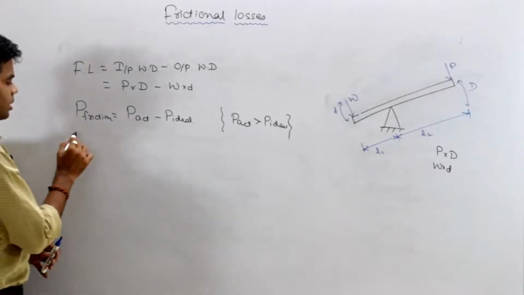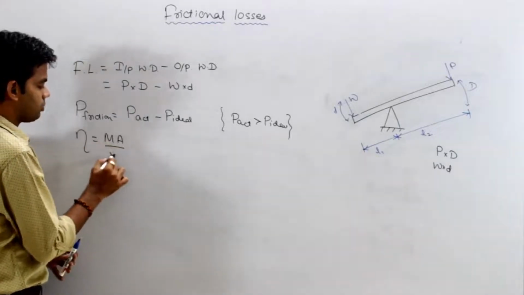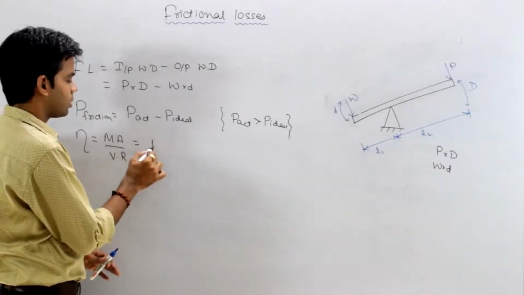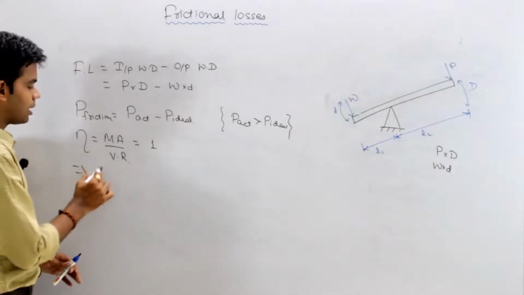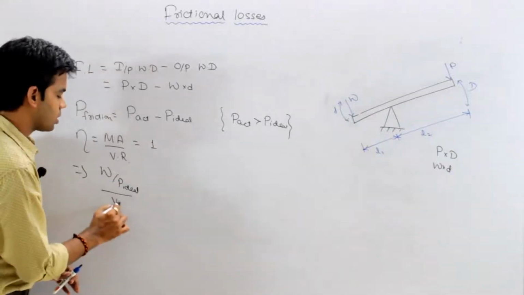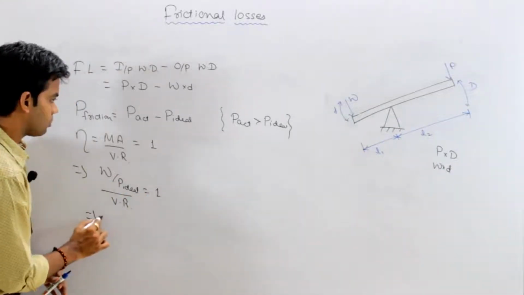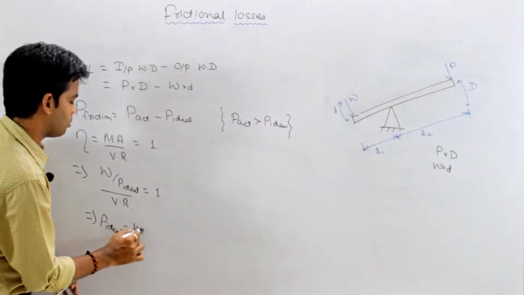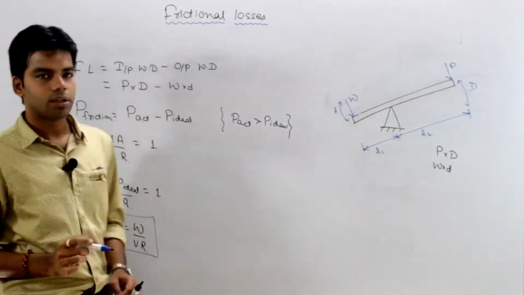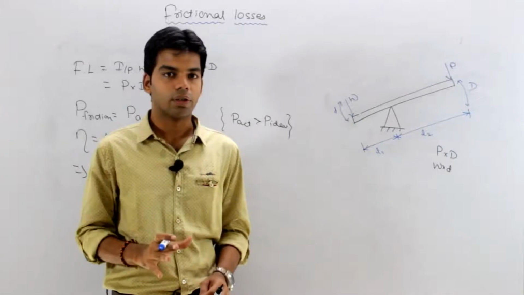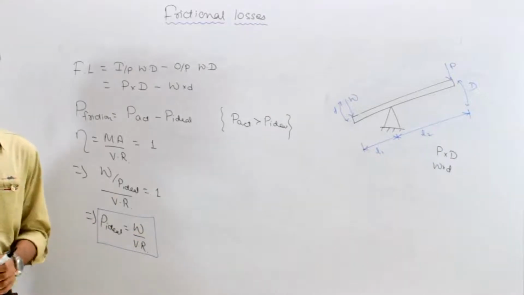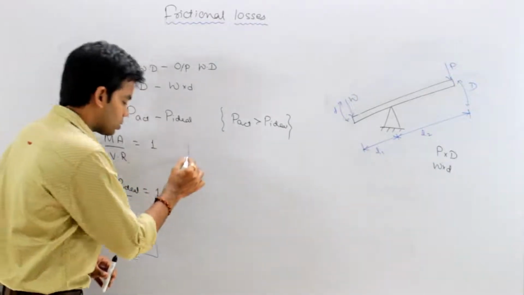Okay, and as we know, efficiency is equal to what? Mechanical advantage upon velocity ratio, and if this is considered as an ideal machine, this will be equal to 1. Or you can say for an ideal machine this will be equal to W upon P ideal, ideal effort, upon velocity ratio, equal to 1. Or you can say from here P ideal will be equal to W upon velocity ratio. Okay, so if you want to determine the ideal effort for a given amount of load which is to be applied, it is nothing but W upon velocity ratio. Clear or not?